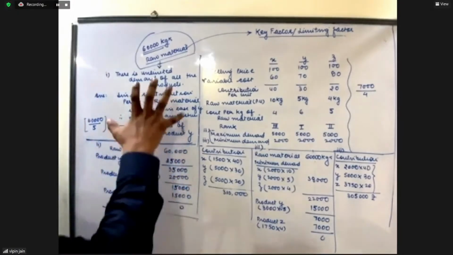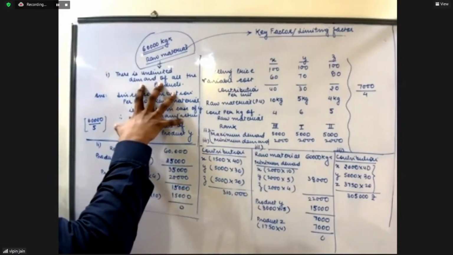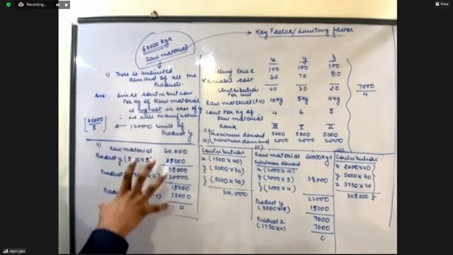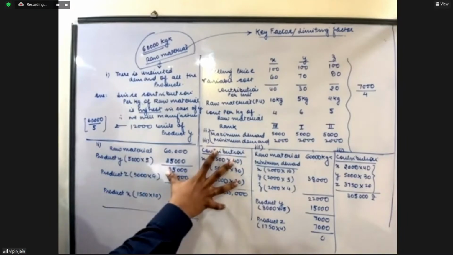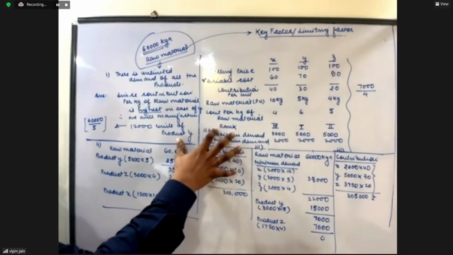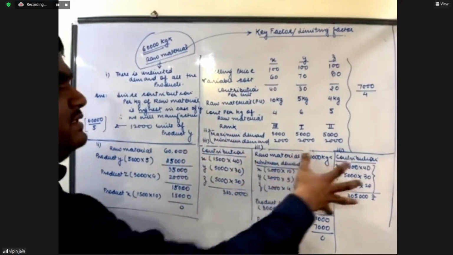So the first part, if there is unlimited demand, then this is the solution. Second part, when there is only maximum demand, so this is the solution. And for the third part, where maximum demand and minimum demand both are given, then this is the solution.